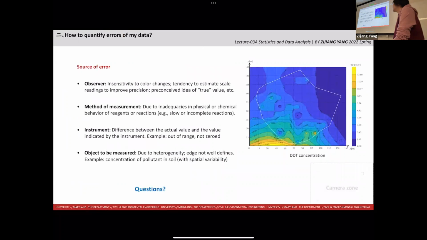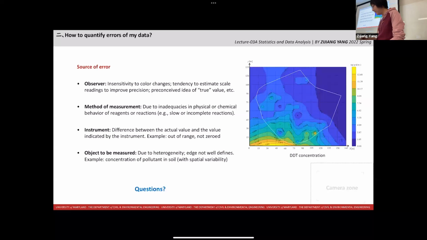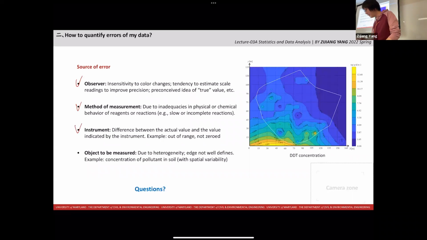Okay, then we are going to talk about the sources of errors. Traditionally, we talk about these 3 classical sources of errors. The first one is the observer, and we know that different people have different feelings. If we ask people to identify a color or to recognize a scale, to do some estimation, different people may have different results. So it may come from the observer.